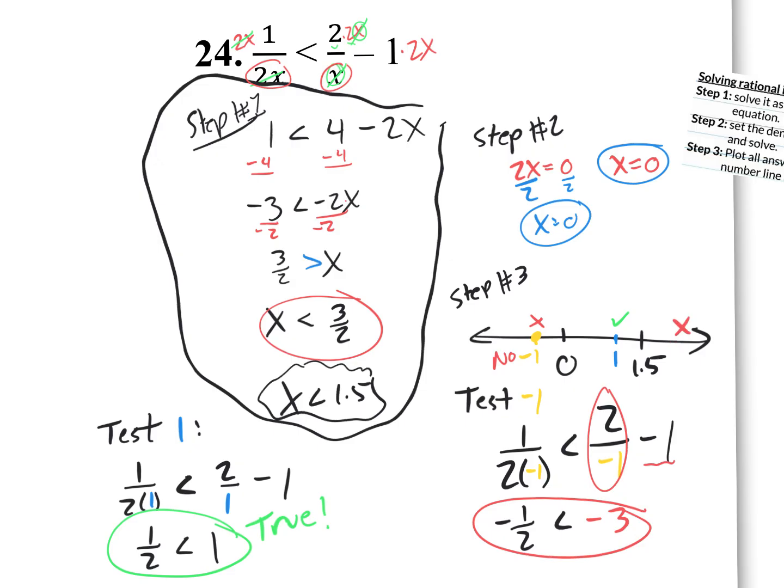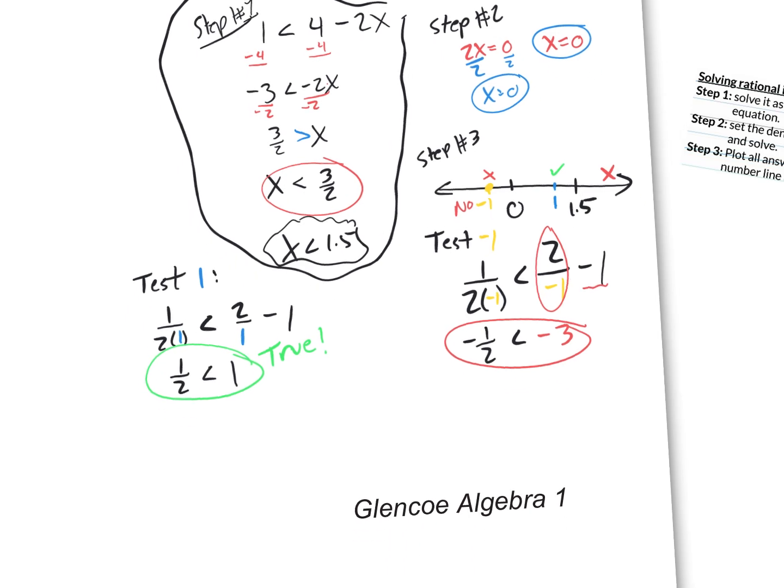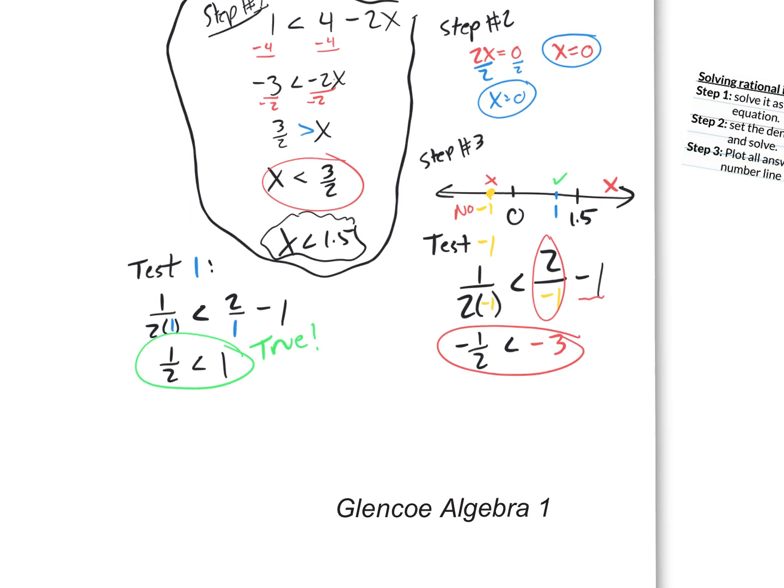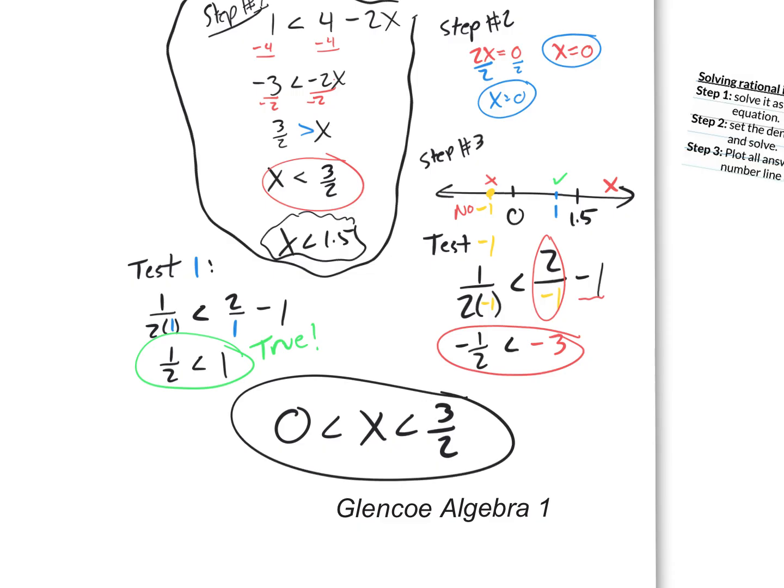So the only answer to this problem is the area that's between 0 and 1.5, or you could say 0 and 3/2. So that'd be a compound inequality. 0, 3/2, with the x in the middle and with less than symbols. So there's your final answer according to your testing of areas on a number line.